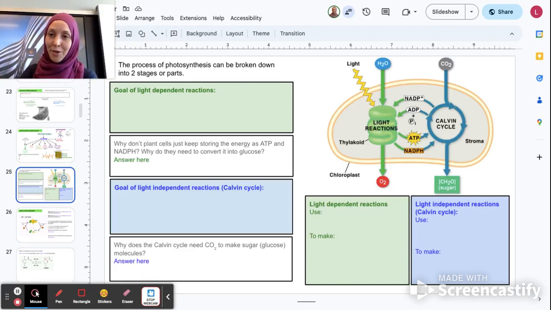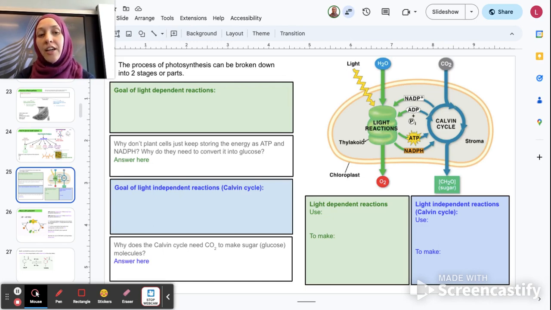Today is our last episode for photosynthesis and cellular respiration, and it's photosynthesis in a little bit more detail. Let's just quickly recap what our goals are of the light-dependent and light-independent reactions. So our light-dependent reactions, remember, we're going to be converting solar energy into chemical energy in the form of ATP and NADPH. Then our Calvin cycle, or light-independent reactions, is going to use that chemical energy to fix carbon dioxide into sugar molecules.